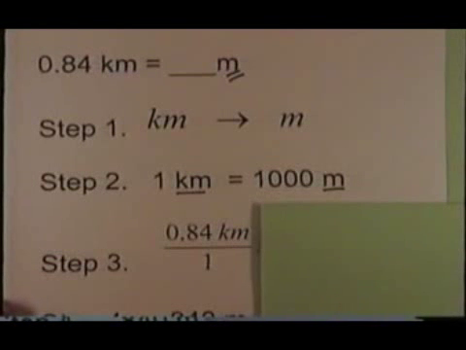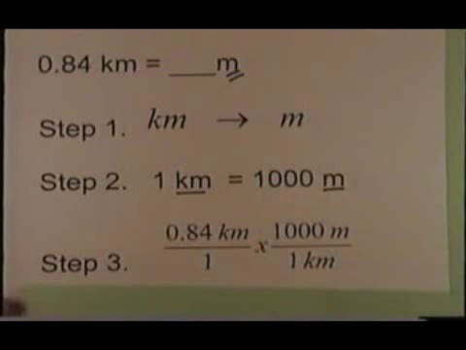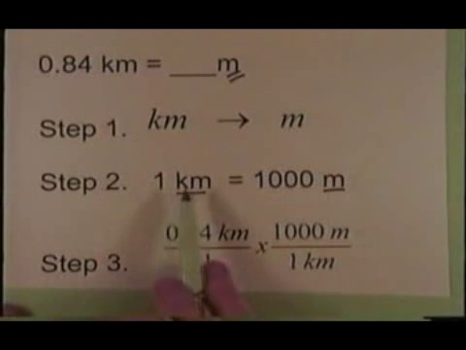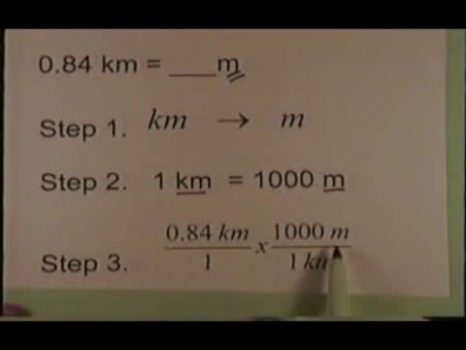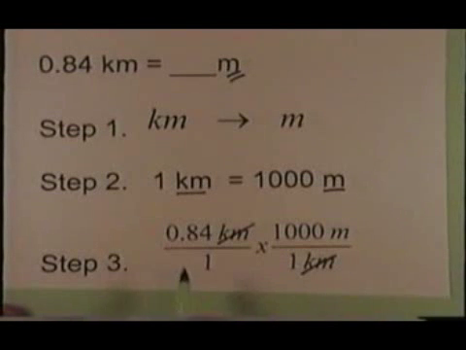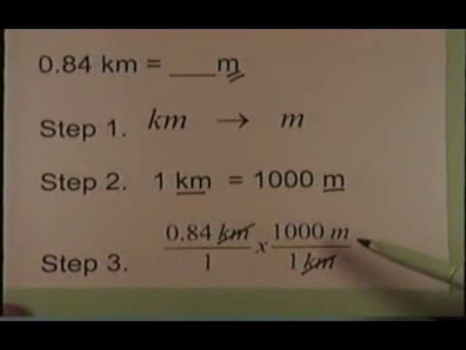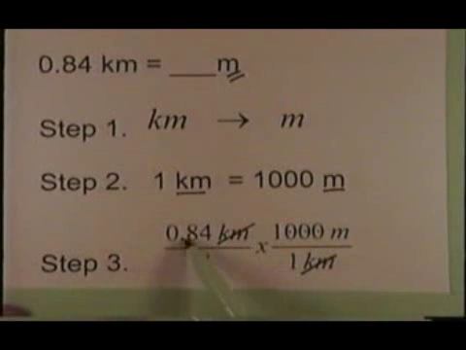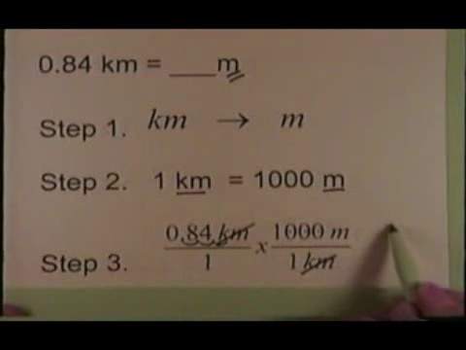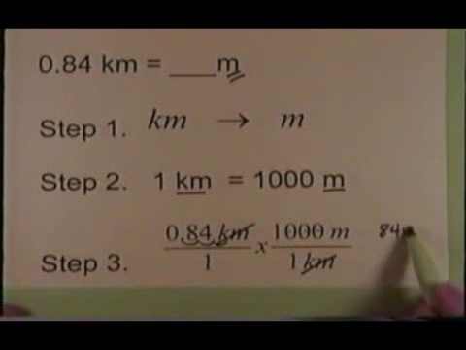Now, the 1 goes in the denominator here because it's 1 kilometer, and 1,000 goes on the top because 1,000 goes with the meters. And then the kilometers will cancel. Then it's a matter of multiplying 0.84 times 1,000. Recall that when you multiply by 1,000, that makes the number larger, which means you're moving the decimal to the right. So that's 3 zeros. So my decimal should go 1, 2, 3. That would make this 840.